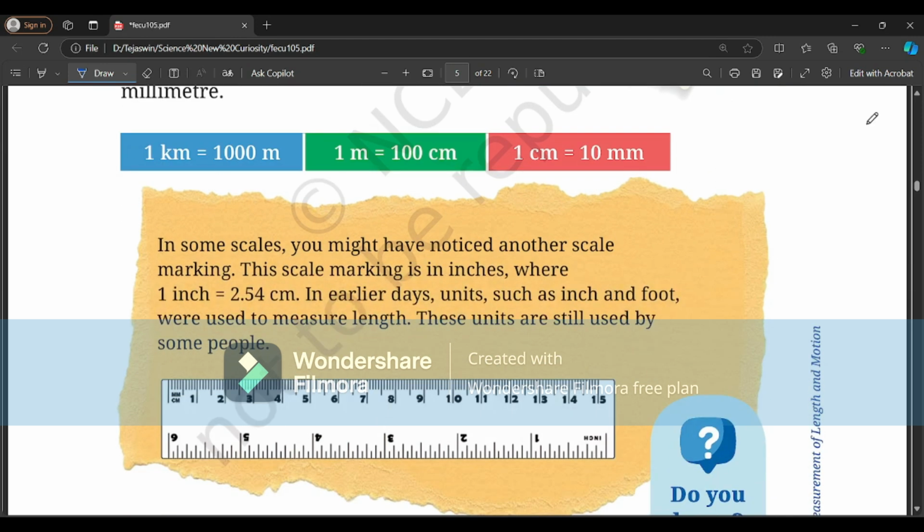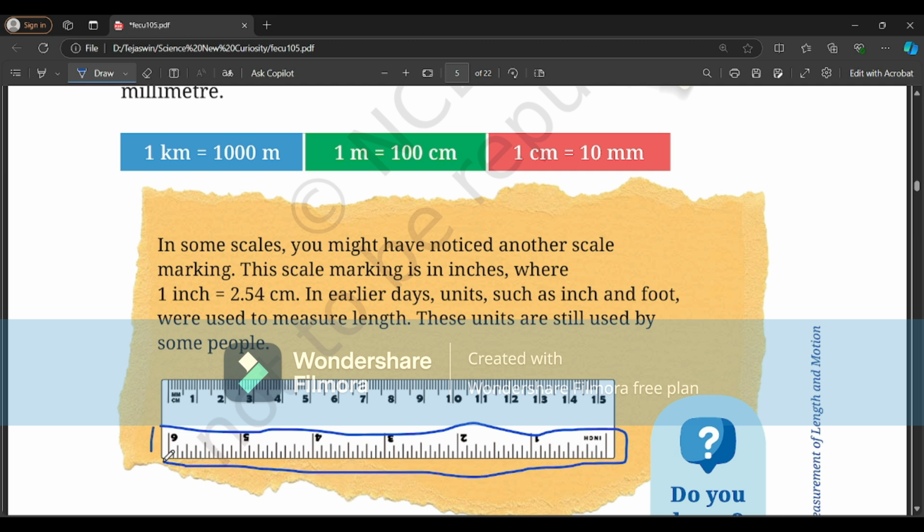So here we can see 1 kilometer is equal to 1000 meter, 1 meter equal to 100 centimeter, and 1 centimeter is equal to 10 millimeter. In some scales you have noticed another scale marking. So there is one more down. If you see, there is one more scale marking. This is called as inch. This marking is called inch.